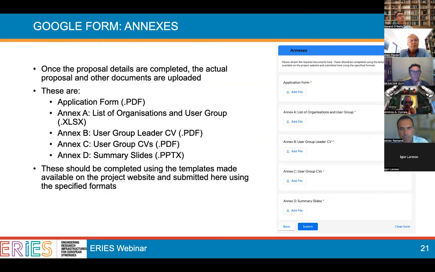Okay, so in terms of the annexes, what exactly are these? Well, the first one is probably the most important. It's the actual application form, where users would describe the actual project or the proposal they're trying to put together. The rest are essentially just going to be annexes with some details about the group and CVs and so on. Each of these has a template available on the website. You can download the zip file and each of the files will be there, and some instructions will be made available inside these. We ask you to read those carefully and follow the instructions that are listed there.